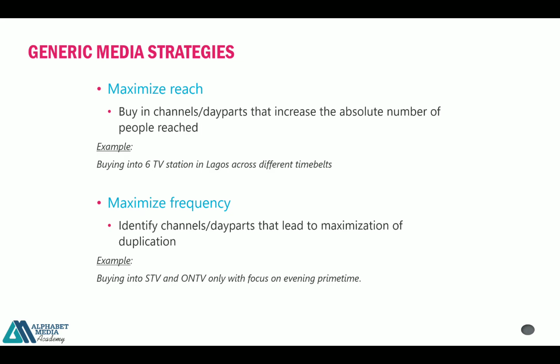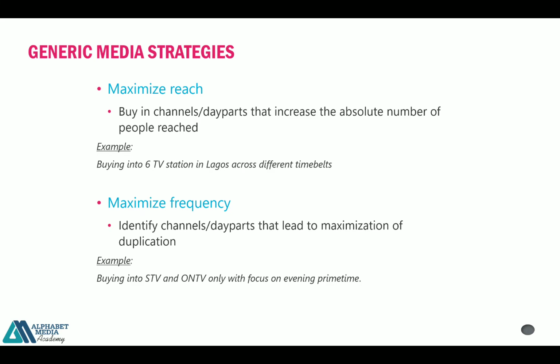So you could say, look, I just want to maximize reach, and what that means in essence is you're buying into more channels, more day parts to increase the absolute number of people that you can reach, quite simply. So an example, buying into 6 TV stations in Lagos across different time belts is a way to build reach as opposed to just buying on 2 stations, right? Because if you buy only on 2 stations, then you're just going to be reaching a very narrow group of people that only watch those stations, right?